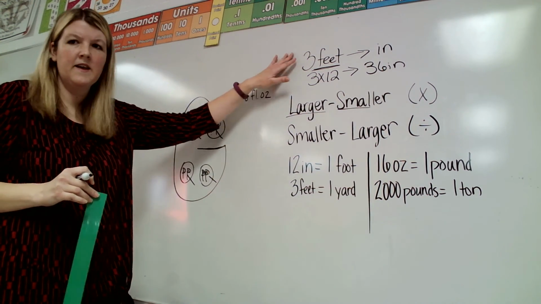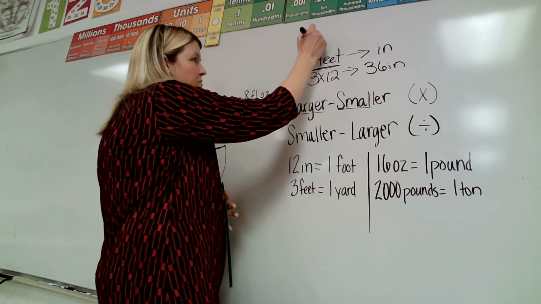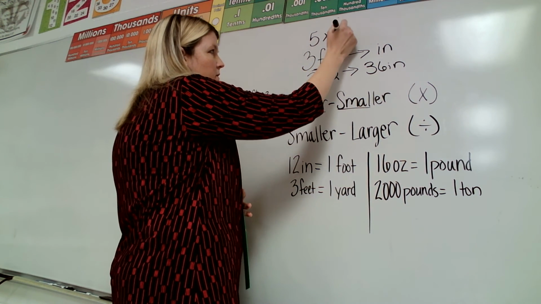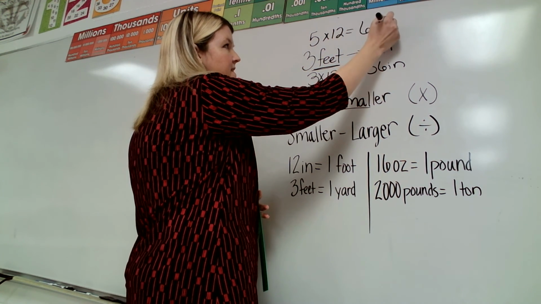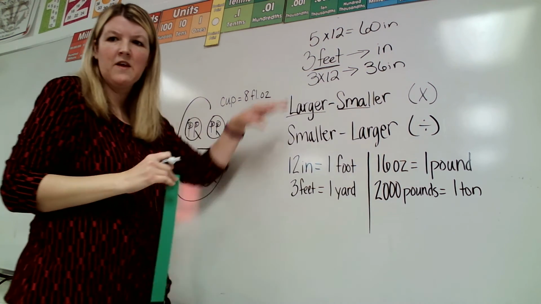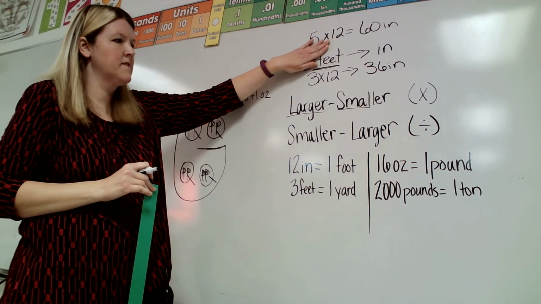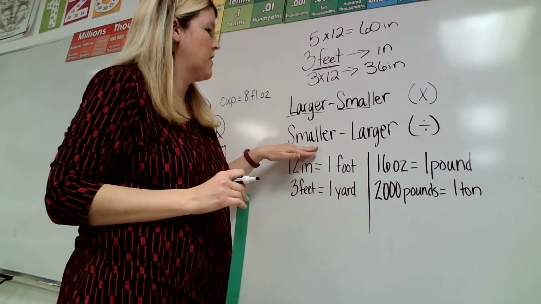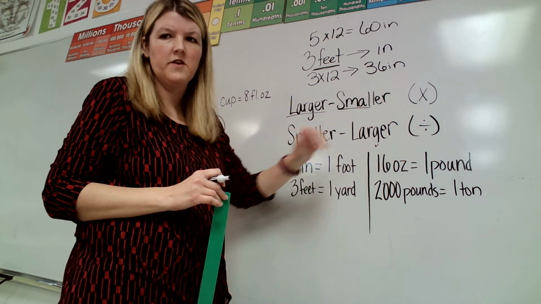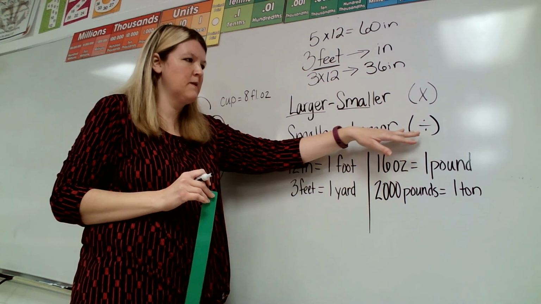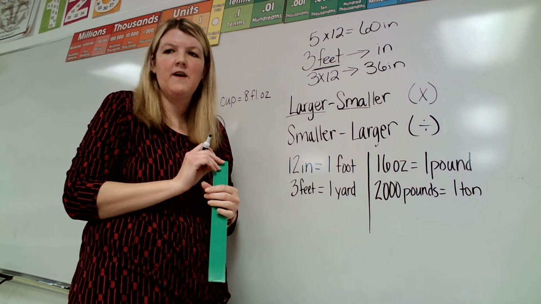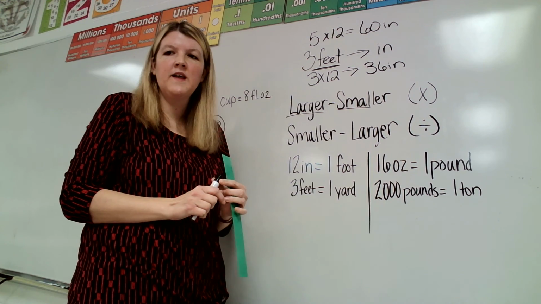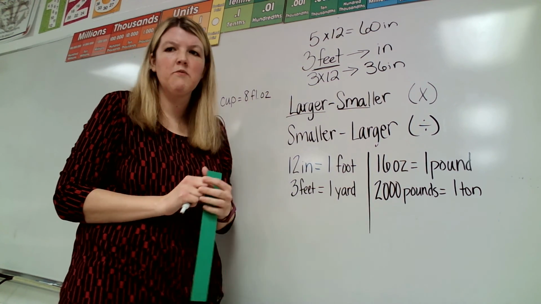If I would have said 5 feet instead of 3 feet, I would do 5 times 12. So 5 times 12 gives me 60 inches. So in the next video, we're going to look at what happens when we go from a smaller unit to a larger unit. And we're just going to be dividing. So I'll give you a hint on that one. All right, so go ahead and work out the first 2 problems on the Google form.